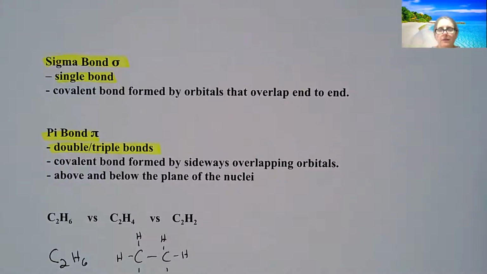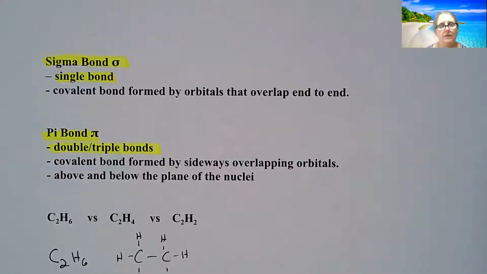So this is the last part of chapter 8 that I'm going to finish up with, and it's talking about what we call sigma and pi bonds. All this is going to be what I call additional vocabulary terms, things that you need to be familiar with. It kind of overlaps a little bit with hybrid orbital theory as well.